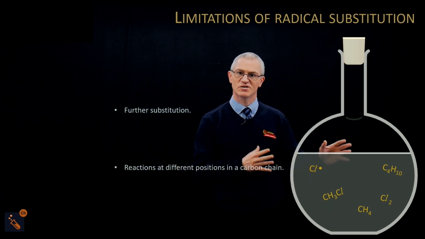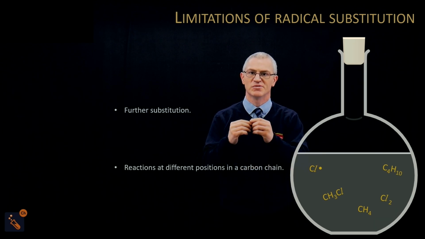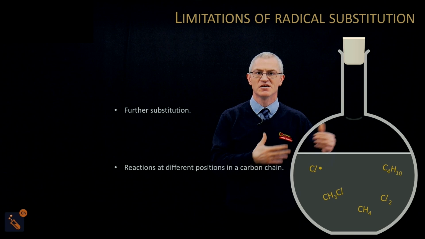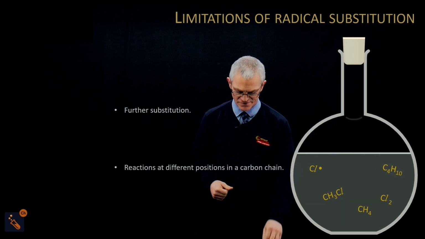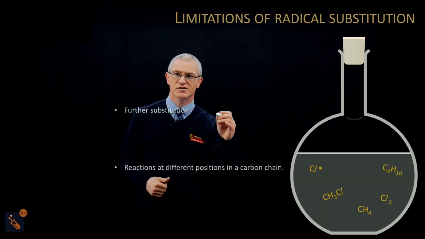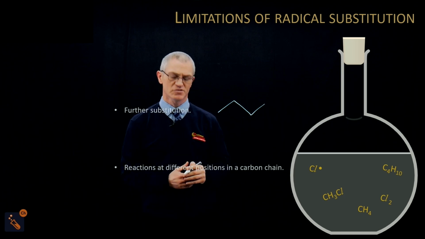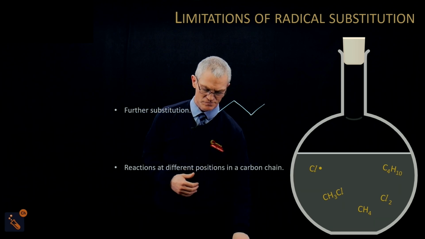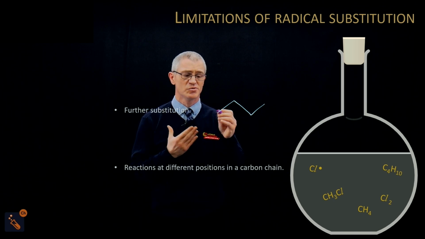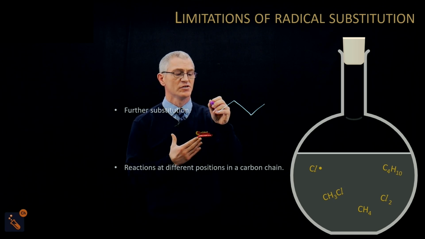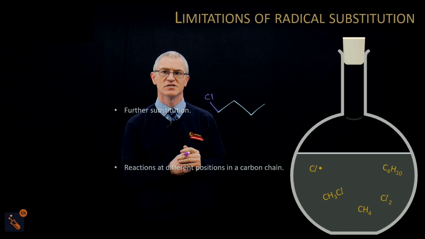So what that means is, if you remember from earlier, we can make anything from methane. So we can make C2H6, we can make C4H10, which we made in this pot here. Now, if I look at C4H10, okay, so we've got C4H10. And then from C4H10, further substitution means, for example, we could put a chlorine on here. Okay, so there's your chlorine on here.